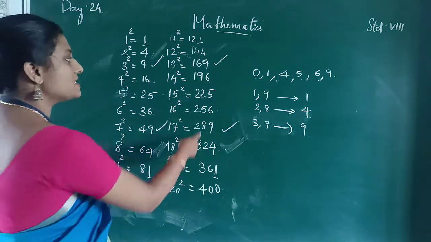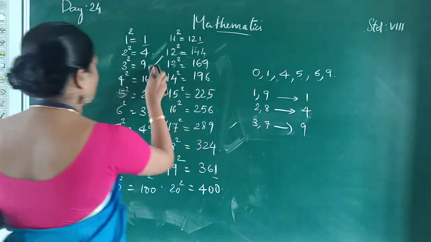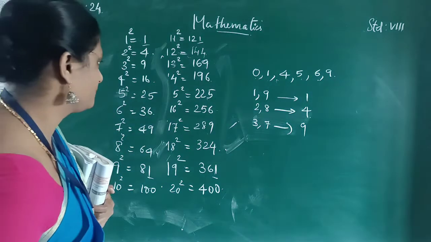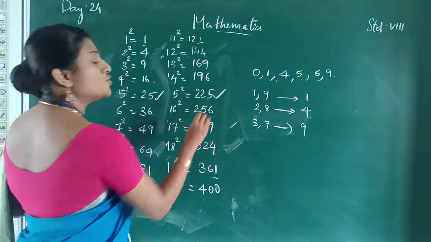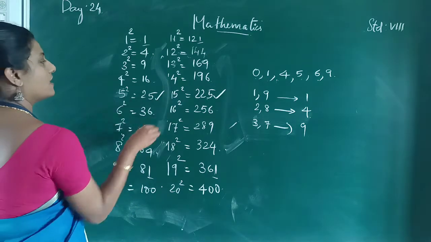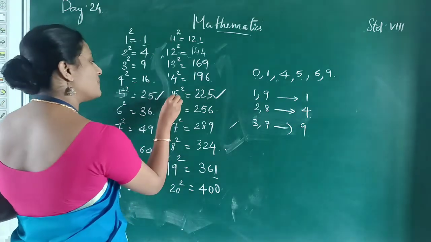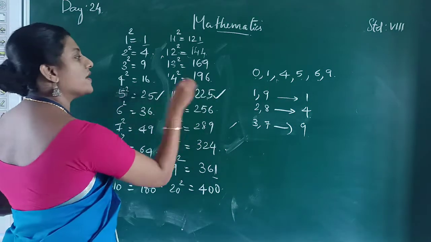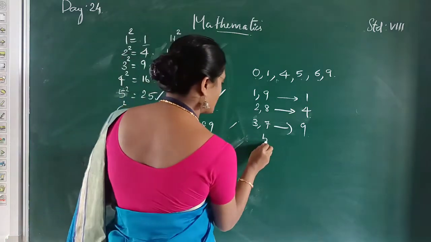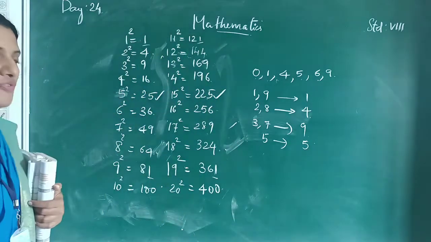Okay, next is 5. Here 5 comes in 225 and 25, right? So what can you say? If we take the square of a number with ones place 5, then its square ends in 5.